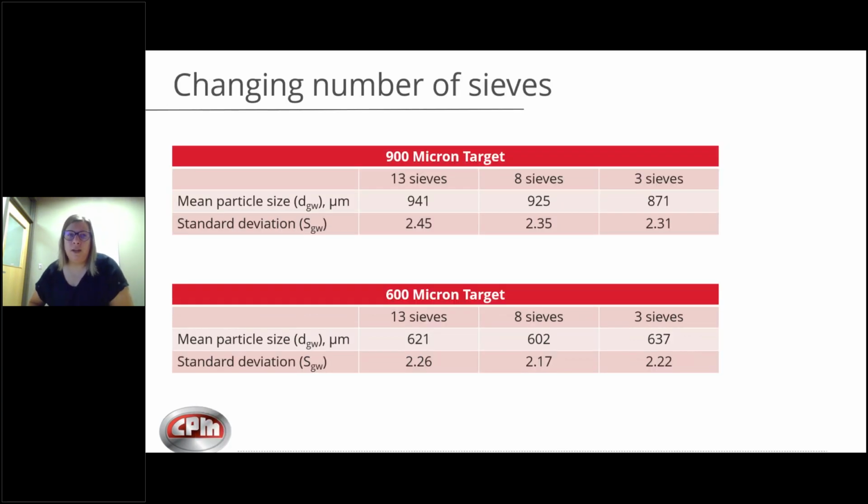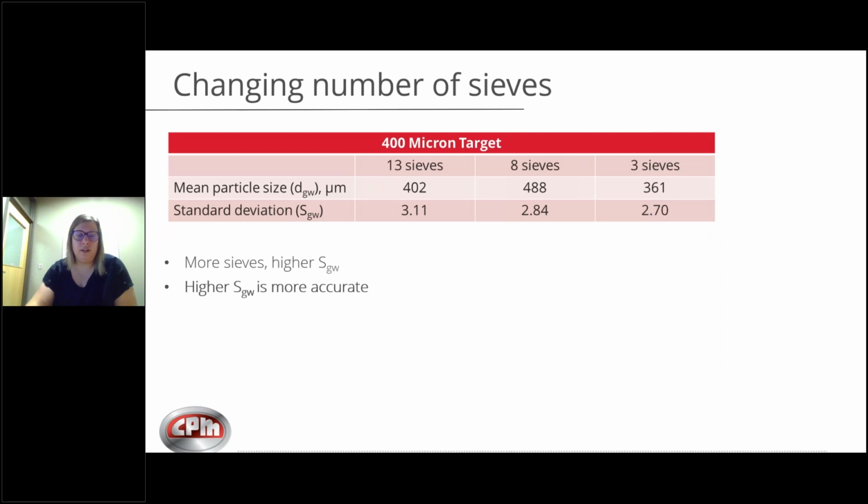Some of you may use a different number of sieves. So what we did here is that we ground to different target micron sizes and used the same sample for these 3 tests, only changing the number of sieves within that sieve stack. You'll notice, moving on to the last target micron size, that with the increased number of sieves in the sieve stack, we got a higher standard deviation. This is because those particles were separated out more throughout the sieve stack, which provided us a more accurate result.